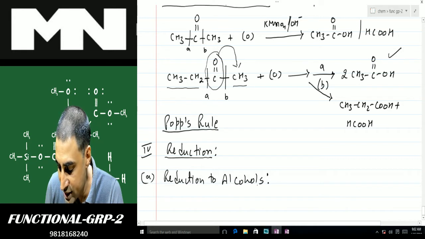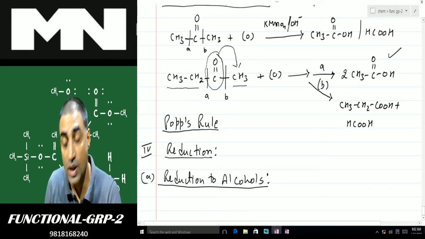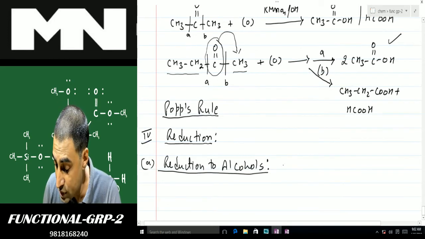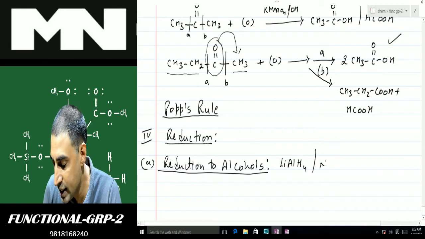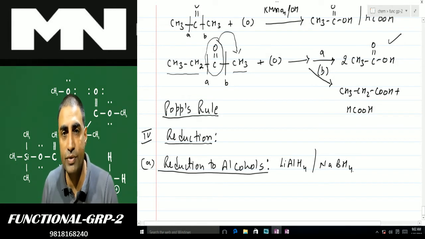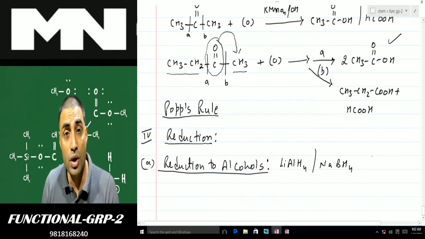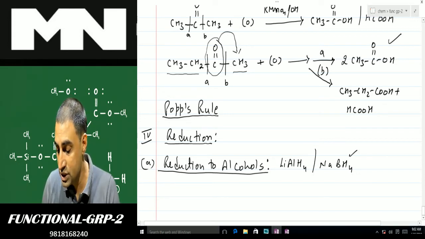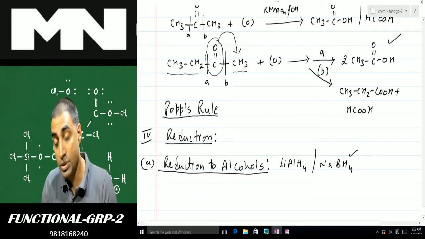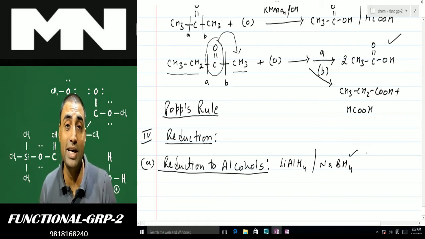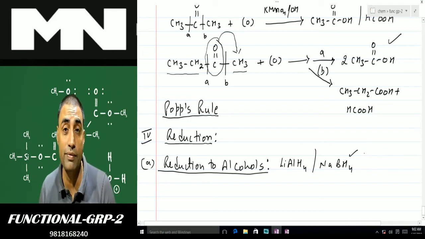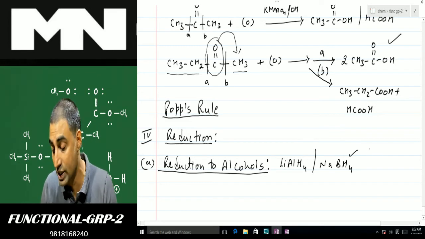This we have already done in the preparation of alcohols. Reduction to alcohols: I have told you that we can use lithium aluminum hydride or NaBH4. In alcohols and phenols, I told you the difference between lithium aluminum hydride and sodium tetrahydrogen borate. For reduction of aldehyde and ketone, we can use this reagent. If you want to know the difference between LiAlH4 and NaBH4, kindly see those videos of alcohols and phenols. In the preparation of alcohol, you will get in detail what's the difference between LiAlH4 and NaBH4.